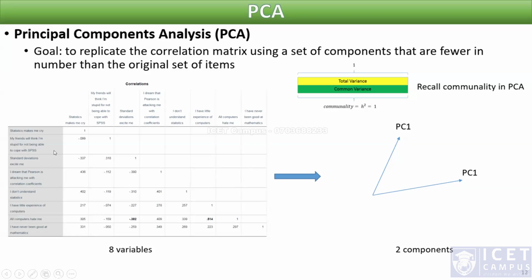Here you can see the correlations within these eight questions. So the questions are collected through the questionnaire.